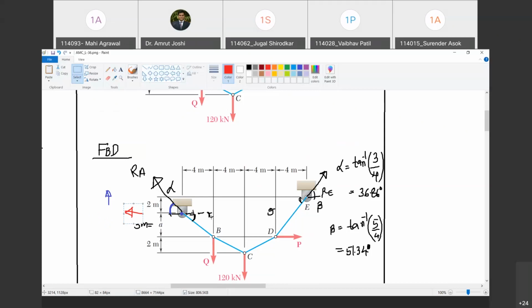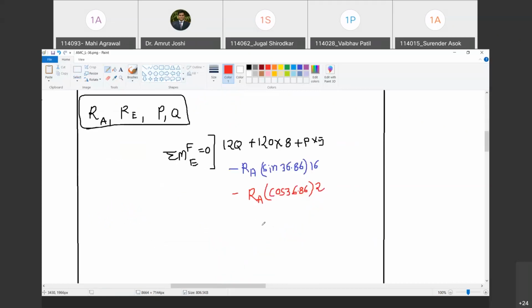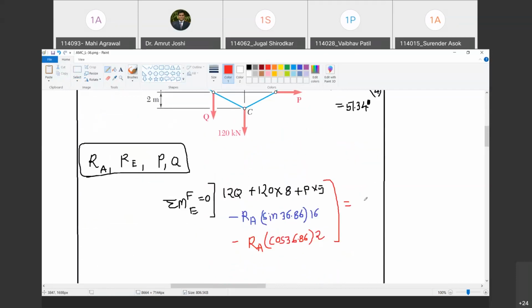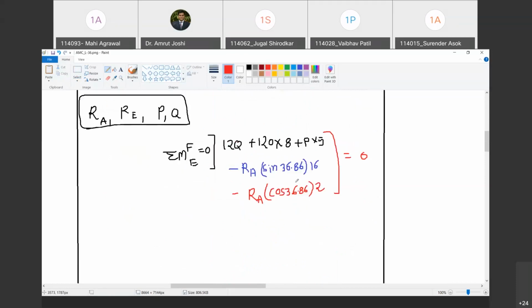Clockwise. Correct. So therefore its sign is going to be negative. Happy? Yes, sir. This entire thing has to vanish. It has to be equal to 0. Do you agree with me? Yes, sir. So can we simplify this a bit?